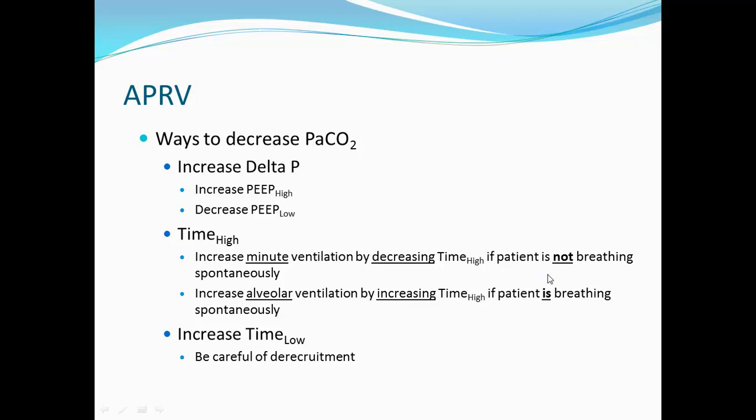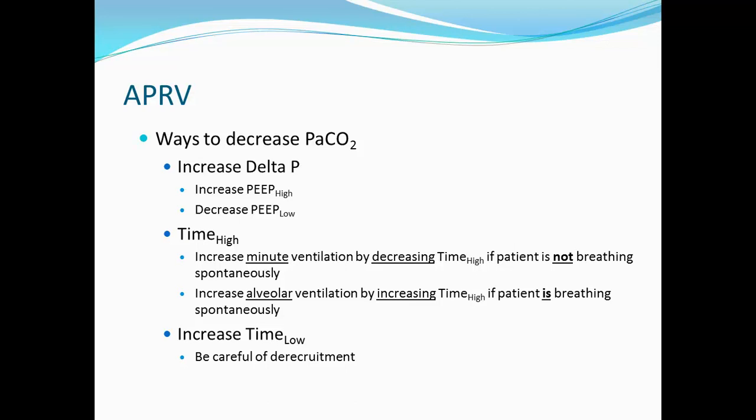If the patient is breathing spontaneously, we can increase the alveolar ventilation by increasing time high, which is the opposite for a patient who is not breathing spontaneously. If the patient's breathing spontaneously and we increase time high, we will increase the mean airway pressure. If we increase the mean airway pressure, we hope to recruit more alveoli and increase the surface area of the alveolar capillary membrane, which will increase the alveolar ventilation.